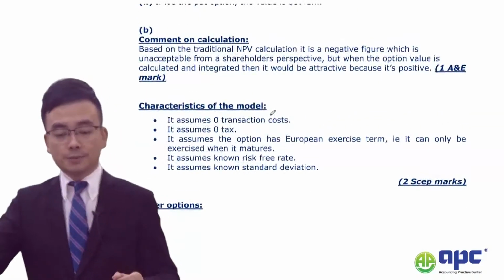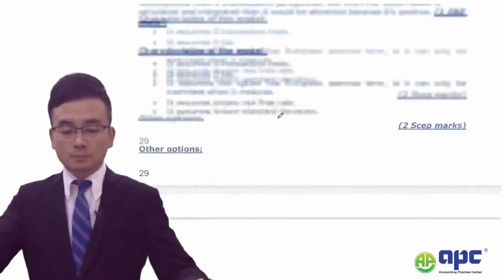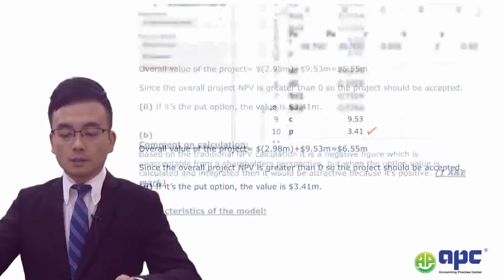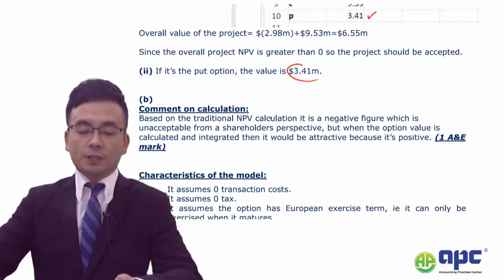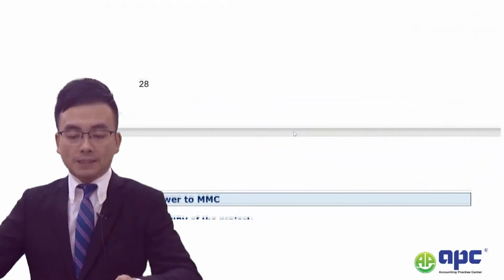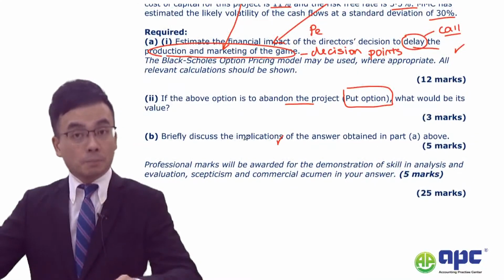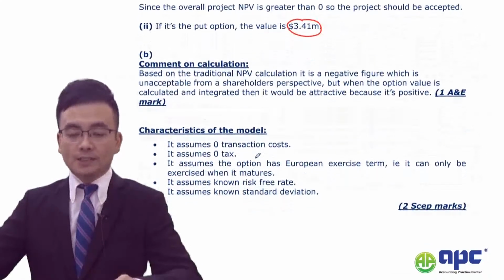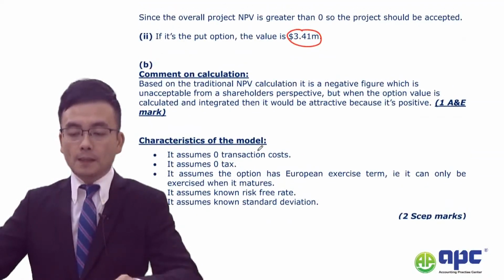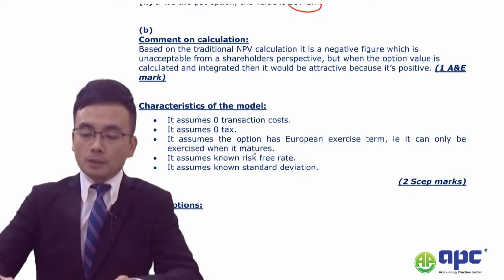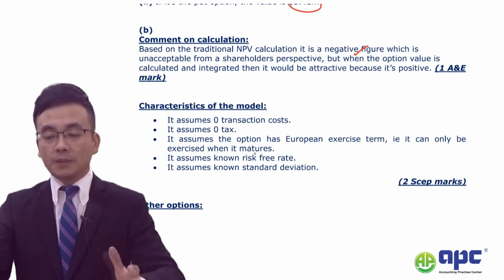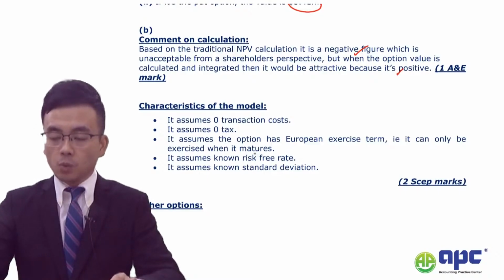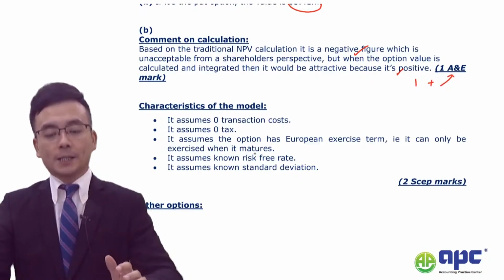Okay, now in part B, basing on the calculation itself, we can say the value is 3.641. But for part B, discussing the implications, first we can say the value without options is negative, so hurting shareholders' wealth, but now it's positive. So 1 technical mark and 1 analysis evaluation mark here.